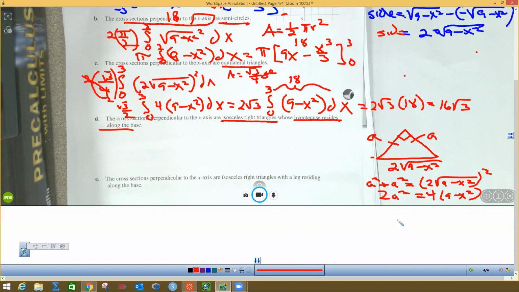I'm going to divide by 2 and get that A squared is going to equal, when I divide 4 by 2, I get 2 times 9 minus x squared. Now, if you want, you can square root this. I'm going to write it in here and just say this part down here goes in here.